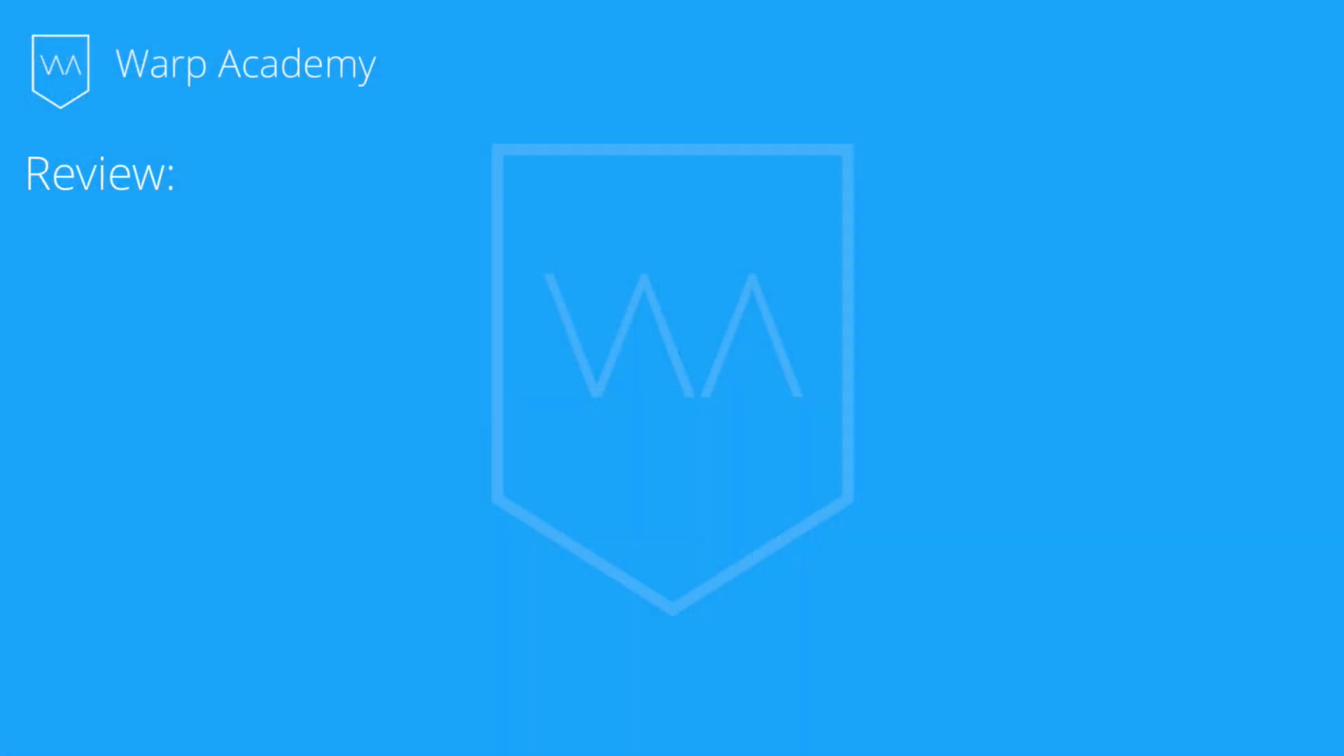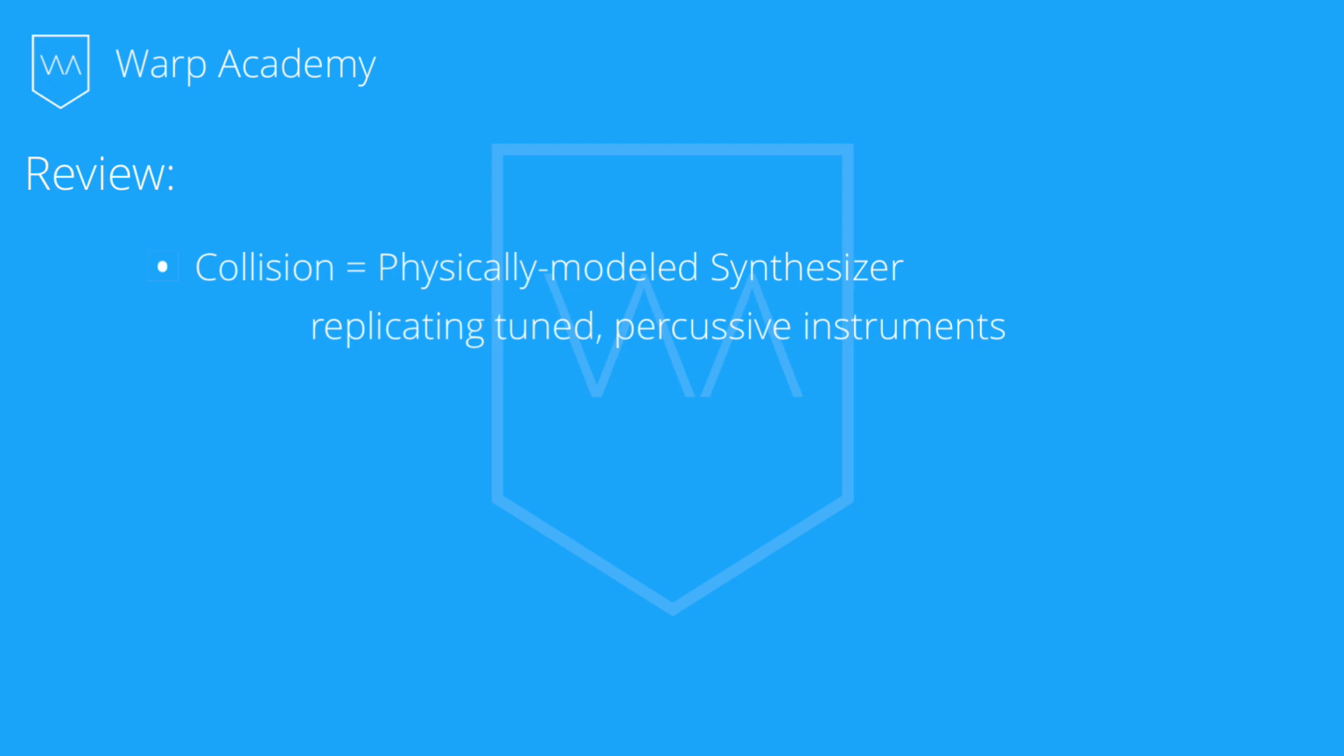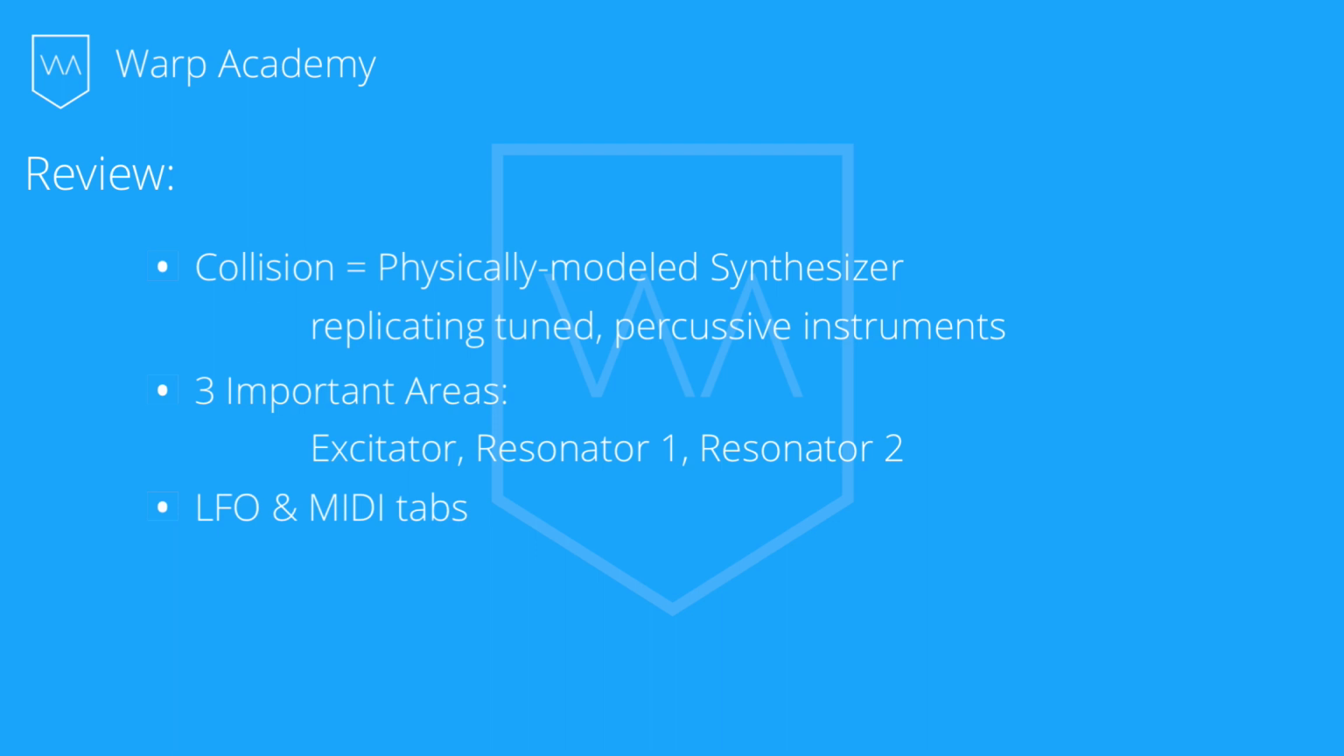Okay, so that was a brief crash course in Collision. We learned that it's a physically modeled synth, specifically modeled on tuned percussive instruments like marimbas, etc. We got an overview of the most important 3 areas, the excitator and the 2 resonators. And we also briefly looked at the LFO section and the MIDI area.